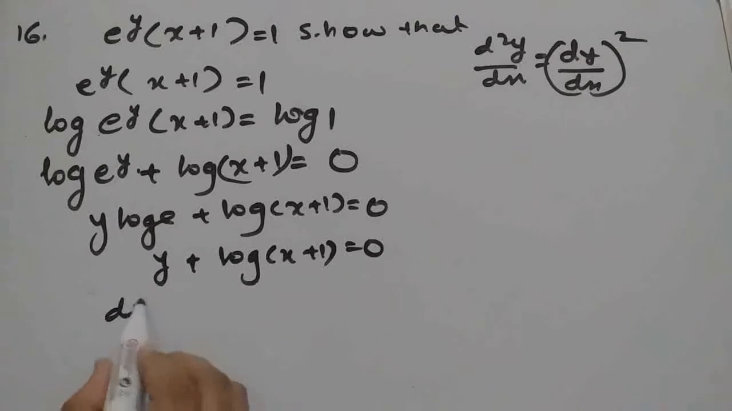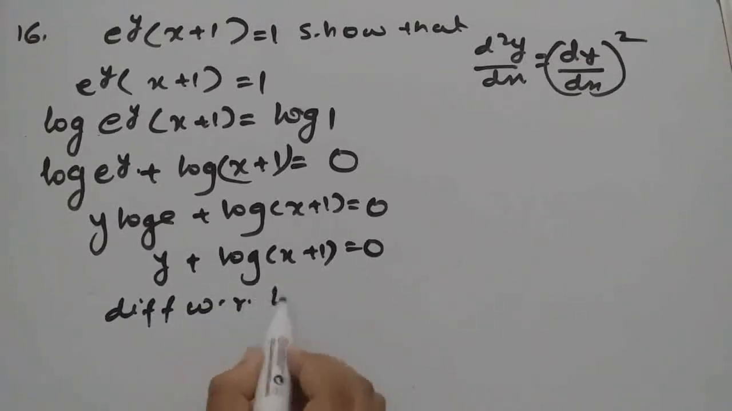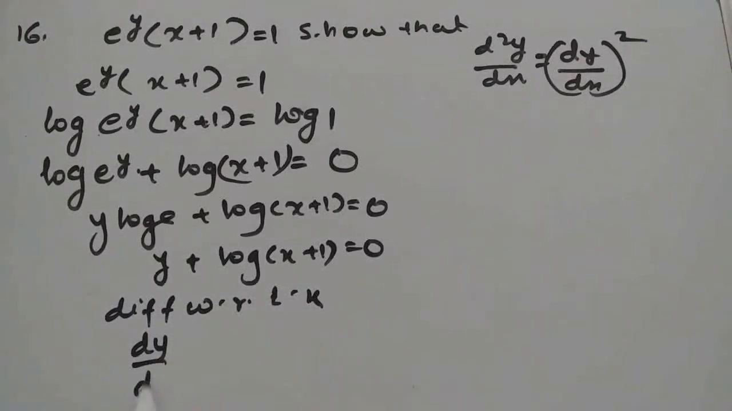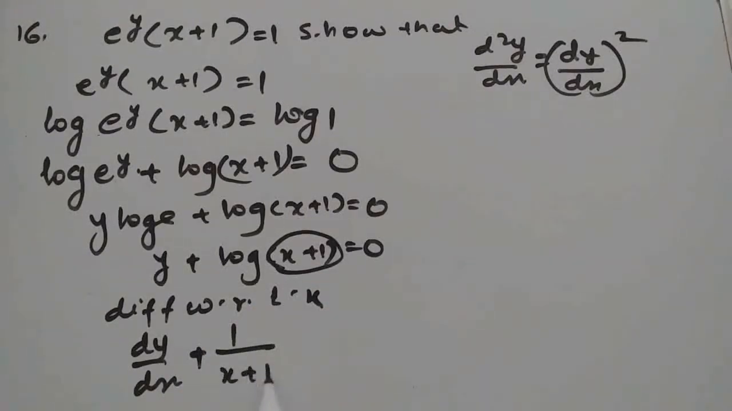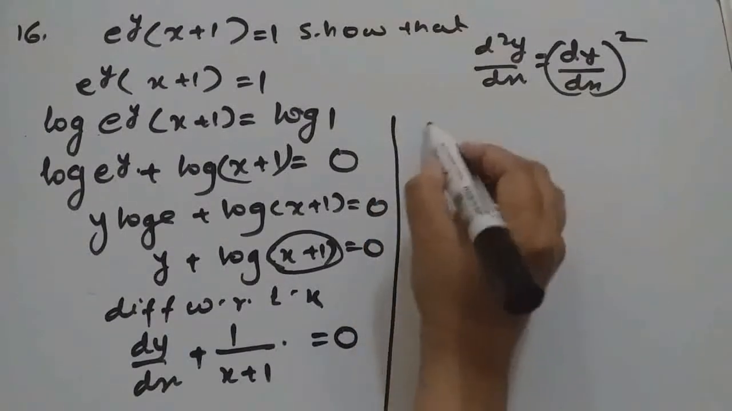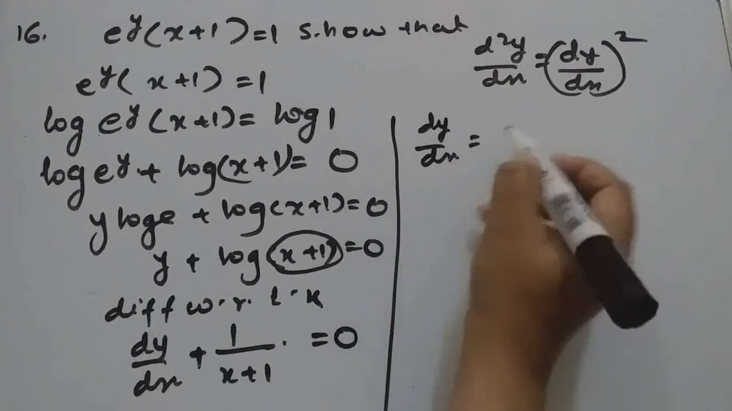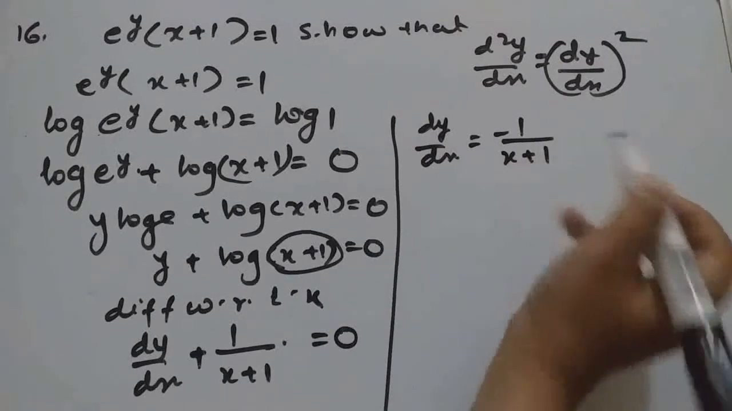Differentiate with respect to x. So dy by dx, derivative of log of x plus 1 is 1 by x plus 1, and then derivative of x plus 1 is 1 only. That means dy by dx is minus 1 upon x plus 1.